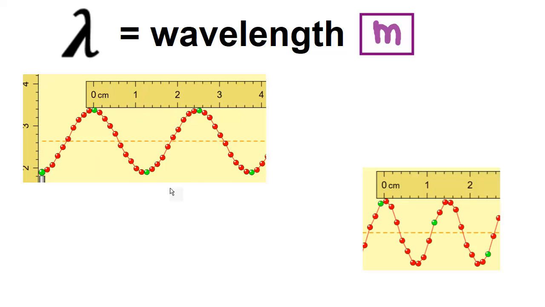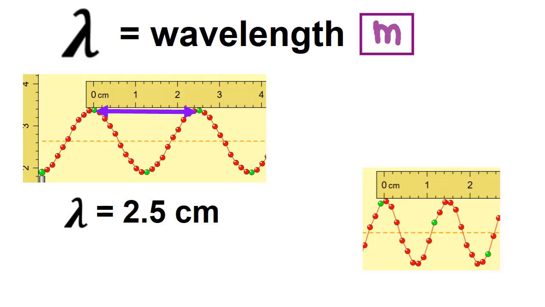So going back to here, remember that the wavelength is the distance from crest to crest, like that. So how long is this purple arrow? How long is it from crest to crest? Reading our ruler, it starts here at 0 and goes over to 2.5. 2.5 centimeters, that's the length of that wave.